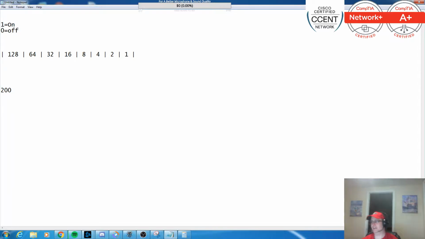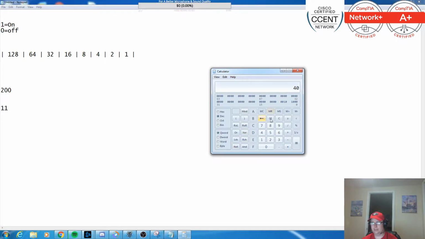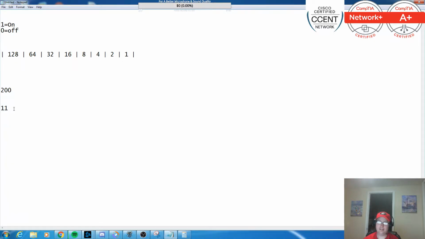So for 200 in binary, can we take 128 out of 200? Yes, we can. So the first digit, or the first bit, would be 1. And that's going to leave us with 72 left. Can we take 64 out of 72? Yes, we can. That's going to leave us with 8.